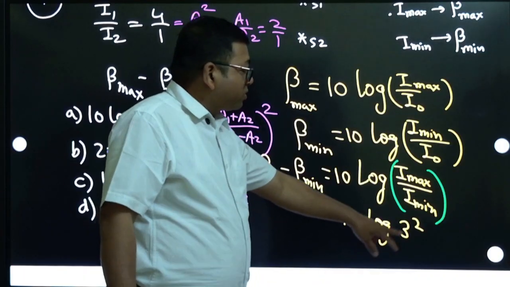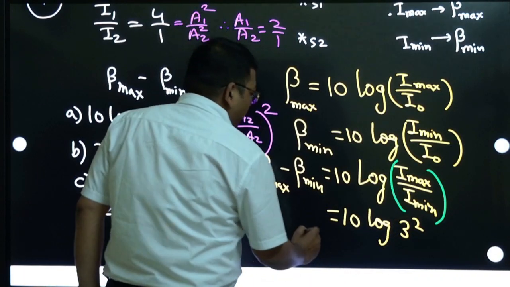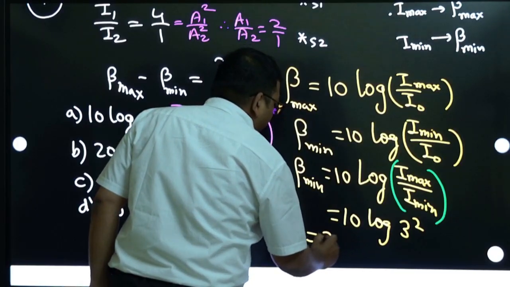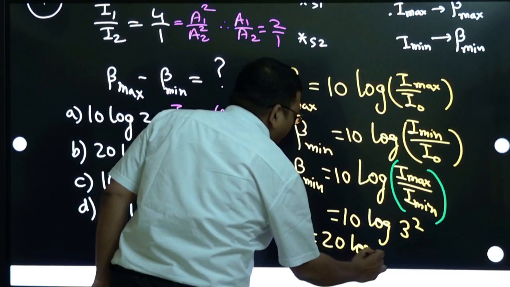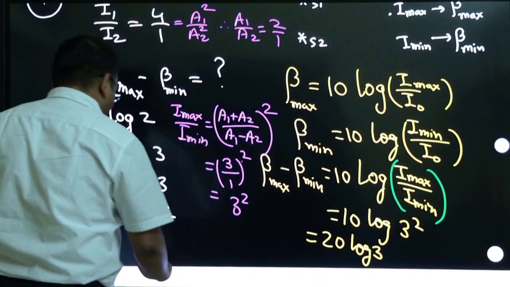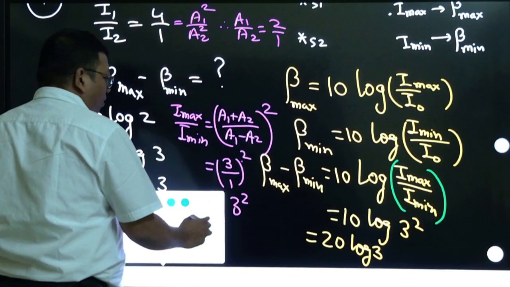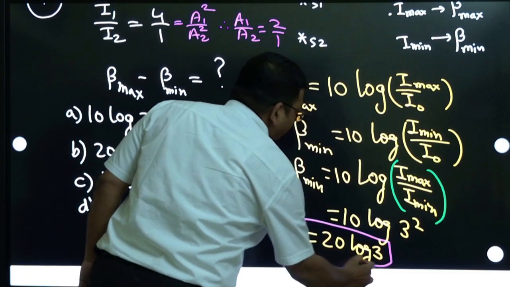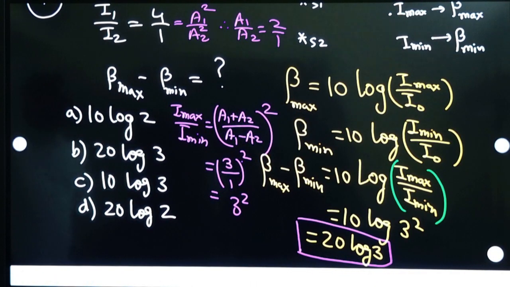And log a square means power will come outside. So 2 will multiply with 10. So 20 log 3. Yes, this is the answer. 20 log 3, this will be the answer. Yes, second answer.